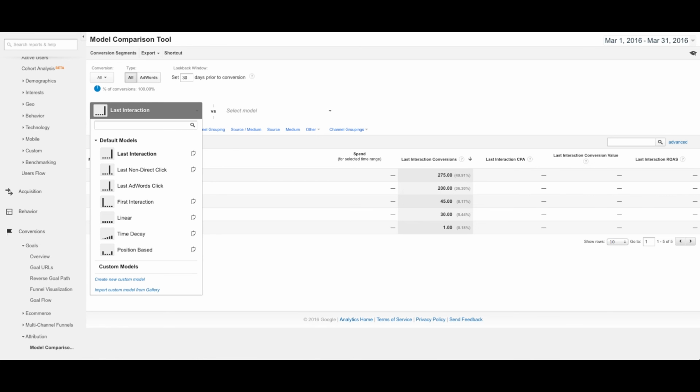Lastly, we have our position-based decay. In this particular case, the credit is assigned to each the first and the last interaction. 40% of the credit is given to those two. So in our case, AdWords and direct would be given 40% each, and 20% would be given to the interactions in the middle. So essentially, we're saying 10% credit to those two. The reason why is that Google sees the first and last interaction as being the most powerful, the point at which your brand is discovered, and the point at which the customer chooses to convert.